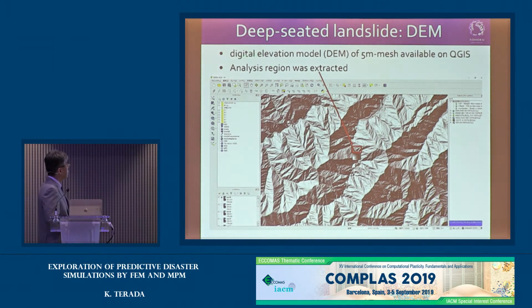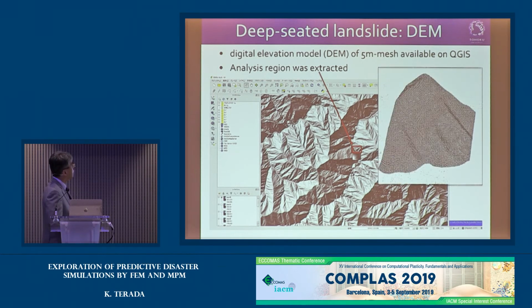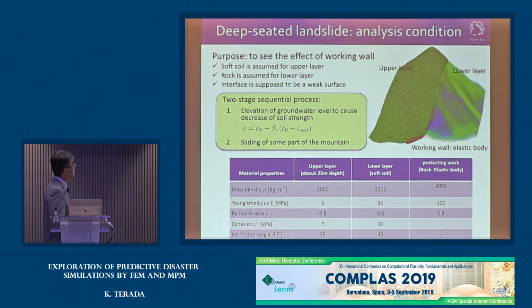We prepared the digital elevation model whose original data were available in GIS software. Then the analysis region was extracted from this side to generate the model for the material point method. The purpose of this simulation is to see the effect of the working wall installed here.